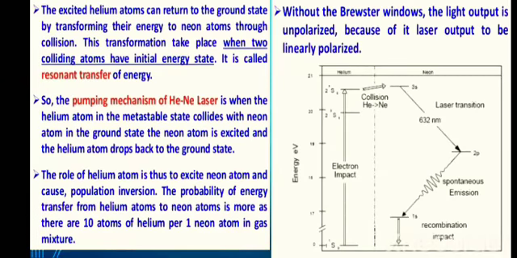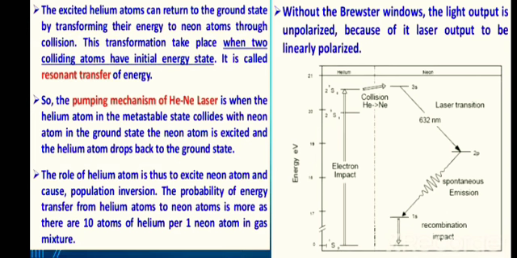The excited helium atoms can return to the ground state by transferring their energy to neon atoms through collision. This transfer takes place when two colliding atoms have the same initial energy state. It is called resonant transfer of energy.